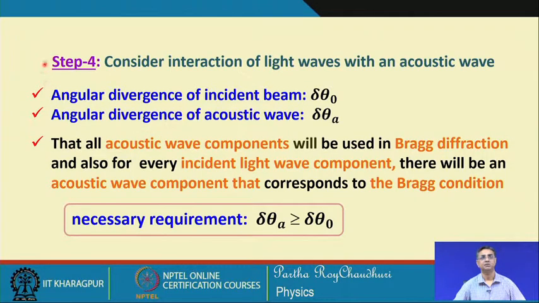Let us now look at the next step, that the angular divergence of the incident optical beam delta theta is also there, as well as the angular divergence of the acoustic wave, but the frequency is only one acoustic frequency. We will add on this frequency next time. So, all acoustic wave components will be used in Bragg diffraction, and also for every incident light wave component there will be an acoustic wave component that corresponds to the Bragg condition. Then this has to be satisfied.